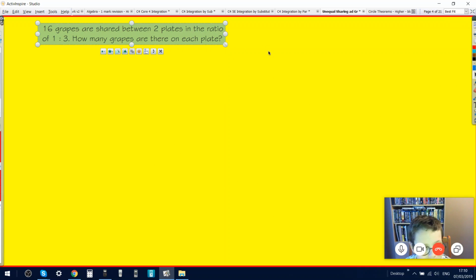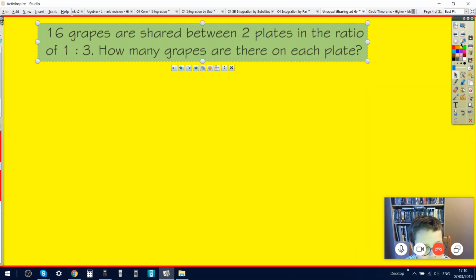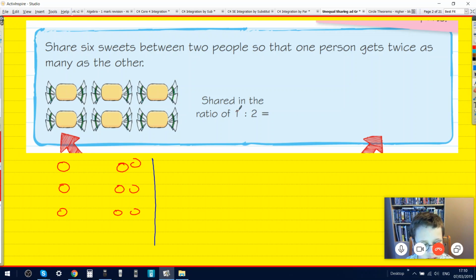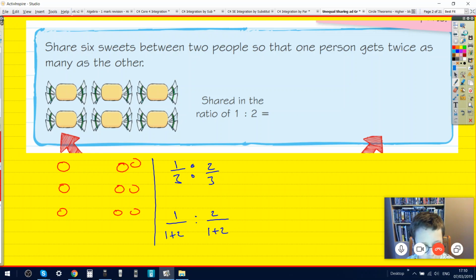And I think I'll do this a slightly different way. The way I might do it is I would turn it into a fraction. So if one person gets 1 for every 2, in total they're getting 1/3 and they're getting 2/3. Because 1 plus 2 makes 3. So that's the number that goes on the bottom. Oh, hang on. So that is 1/3 and 2/3.